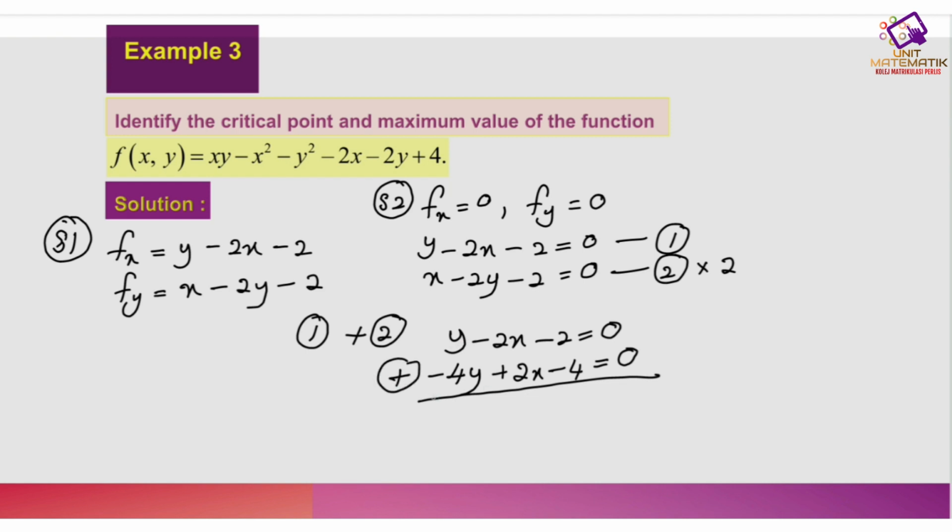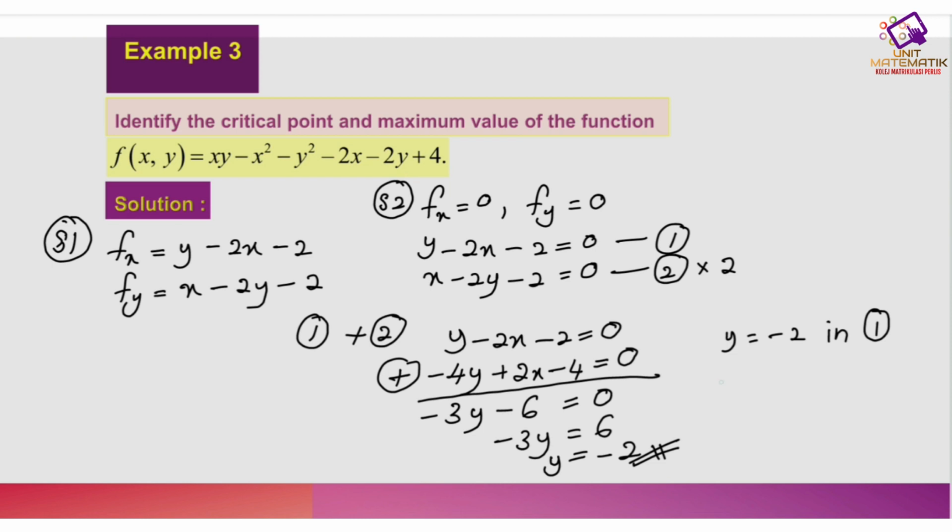y minus 4y is negative 3y. Negative 2x plus 2x is 0. And negative 2 minus 4 is negative 6, equal to 0. Negative 3y equals 6, and y is equal to negative 2. Next, substitute y equals negative 2 in equation 1. From equation 1, y is equal to negative 2, so negative 2 minus 2x minus 2 equals 0. Negative 2x equals 4. x equals negative 2.